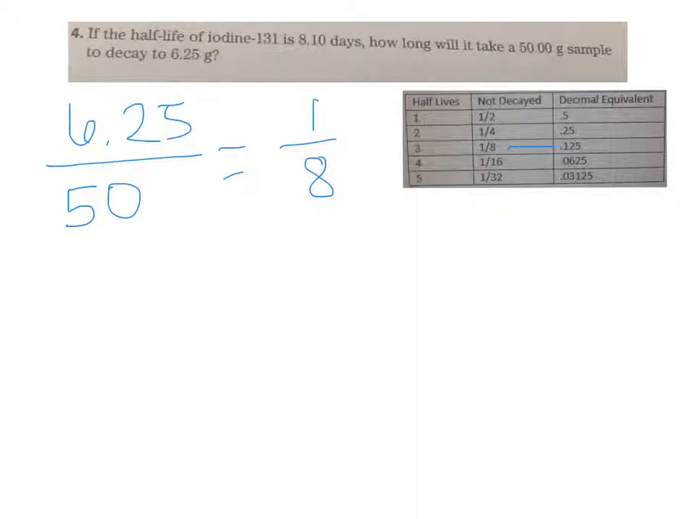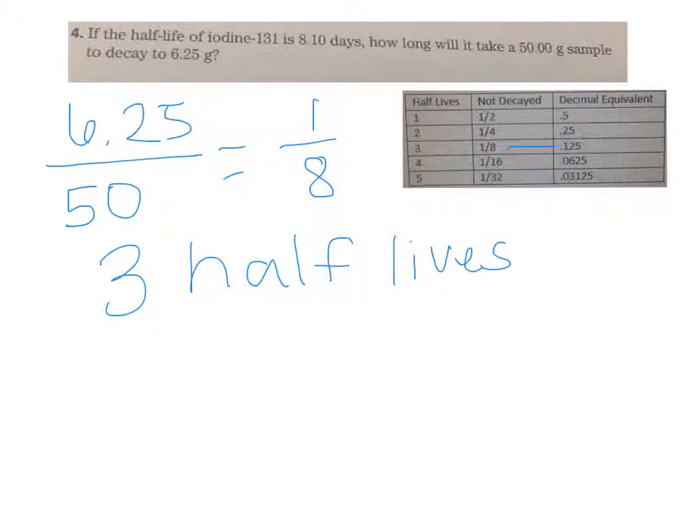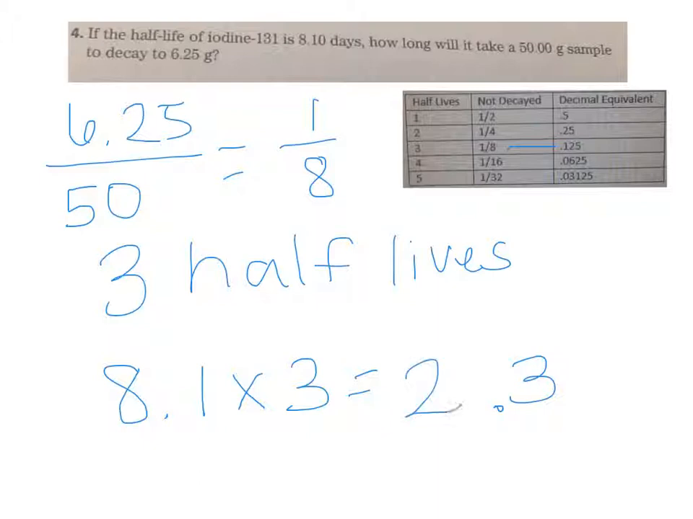That's why we have a handy dandy table here to look at. How many half-lives have occurred if you're down to 1/8? 3 half-lives. Now at this point, do I need to divide 8.1 by 3? No. Since 8.1 is the length of one half-life, I'm going to need to multiply. 8.1 times 3. What am I going to get? What's 8 times 3? 24.3 days.